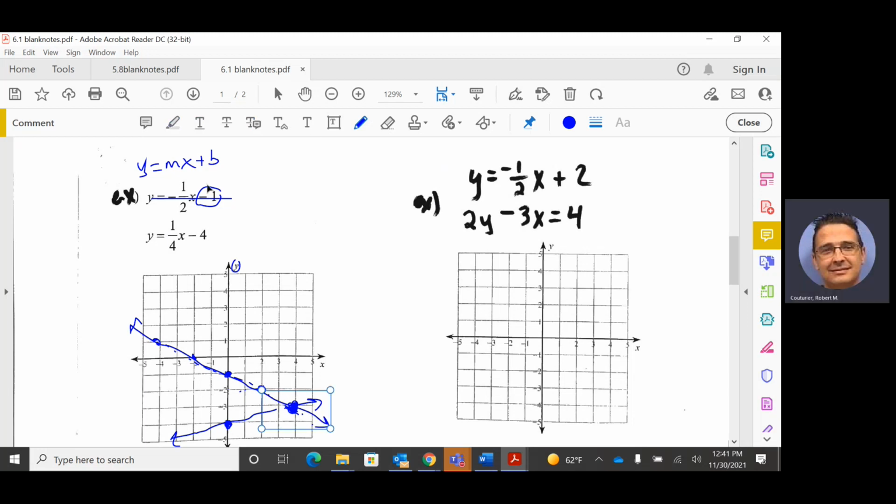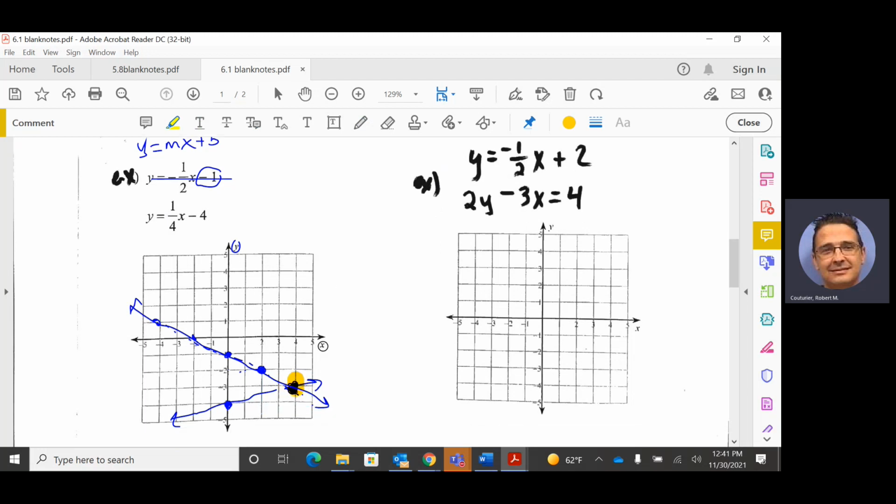So now we should be able to see that this section right here is the point where these two lines intersect. What is the solution to this system of equations? Well, it is the coordinate, or there's two solutions technically, an x and a y. It would be 4, -3.